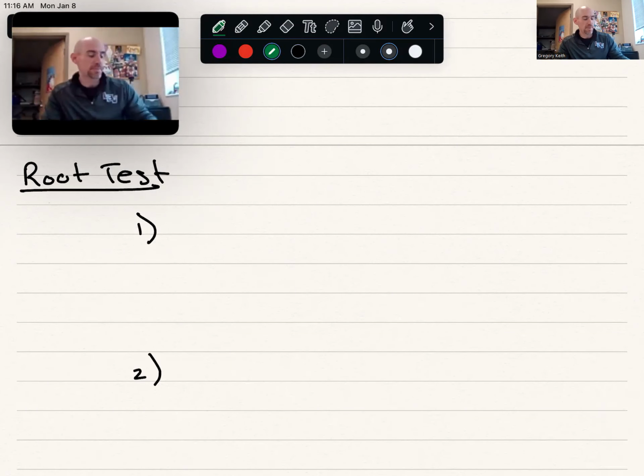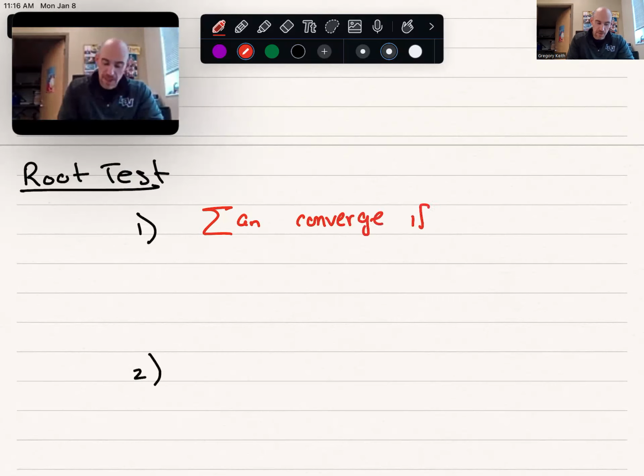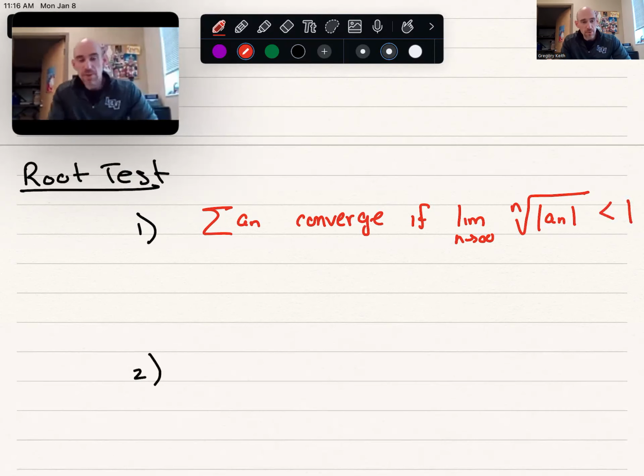The same kind of 3 pieces go along with it. Our first piece is that the series is going to converge if the limit as n goes to infinity of the nth root of the absolute value of a sub n is less than 1. So root test is all about roots. You're actually taking the nth root, which means it's very specific to something raised to the nth power. And you'll see that in our example.